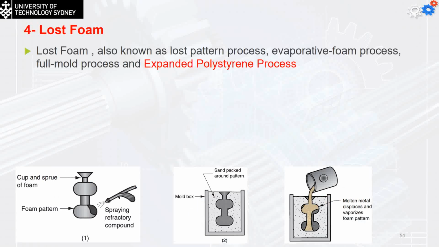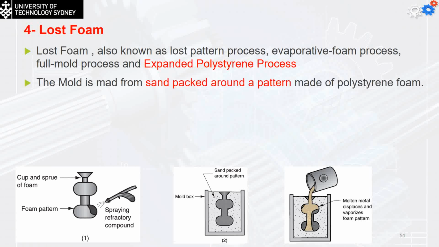The lost foam is also known as the lost pattern process. We are going to use the evaporative foam process, the full mold process and the expandable polystyrene process. The mold is made from sand packed around the pattern, which is made of polystyrene foam. So this is the only process where we do not remove the pattern. As you can see in photo number 1, we make the pattern out of foam. We coat it with a refractory compound just to give it some strength and a good surface finish.